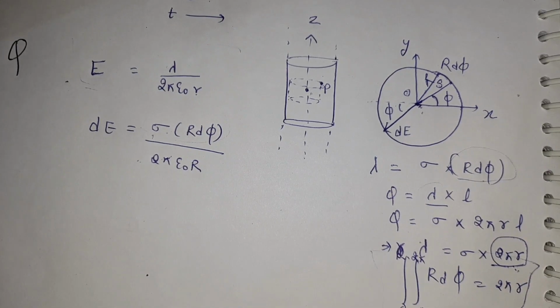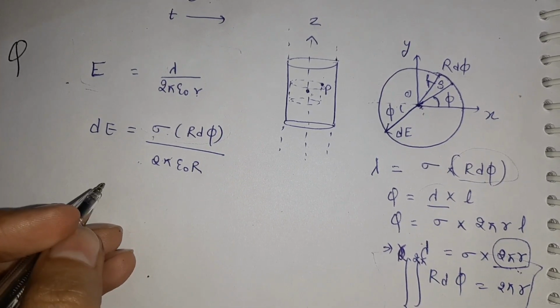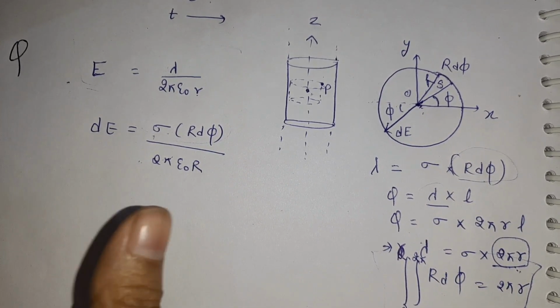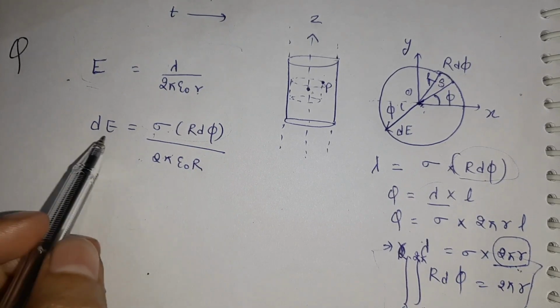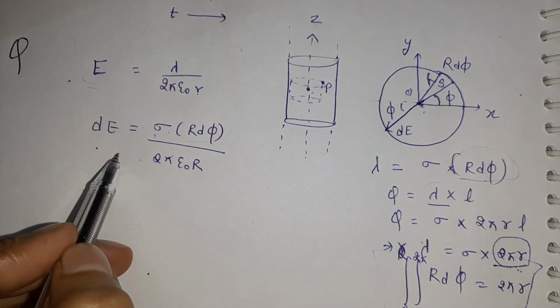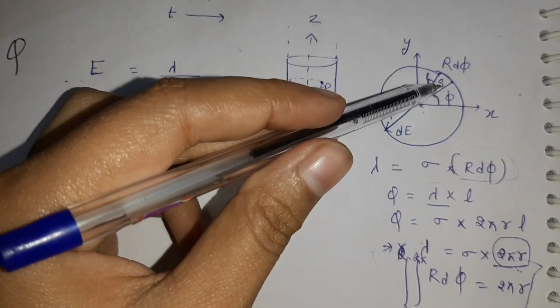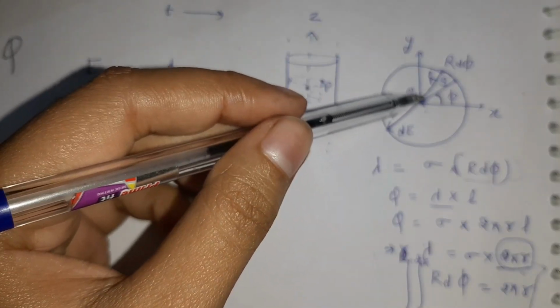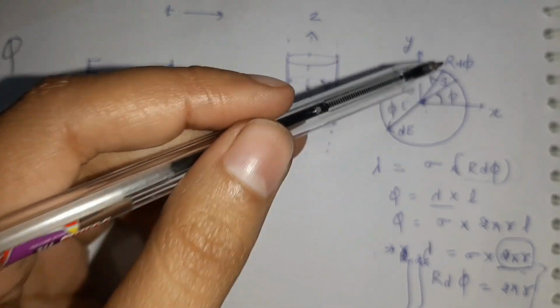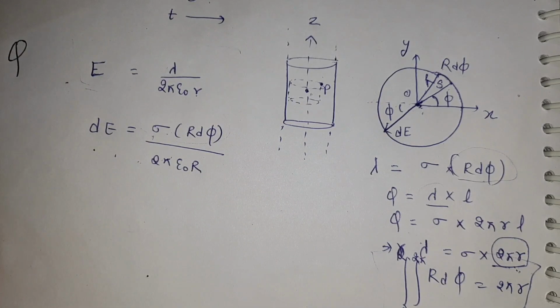So it is not that hard. Now I think it is clear up till now. This electric field will be directed along OS, and it can be resolved into two components, okay.